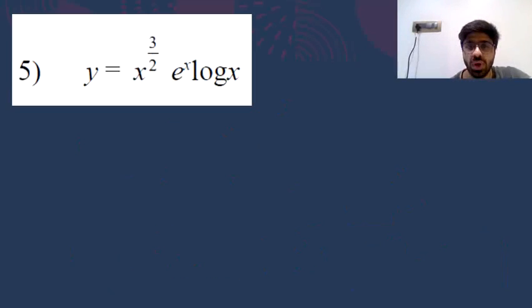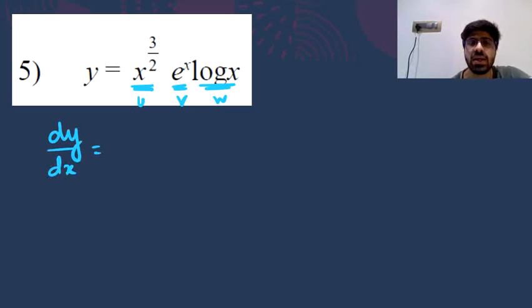Moving on with the fifth one, this time it is a combination of three terms, so we have u, v and w. So when we take a derivative on both the sides, the left hand side will be dy by dx, the right hand side will be u into v into derivative of w will be 1 upon x.